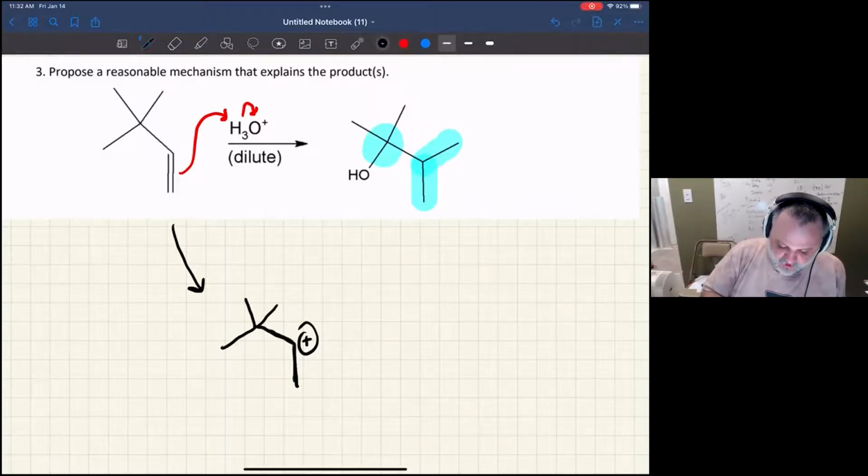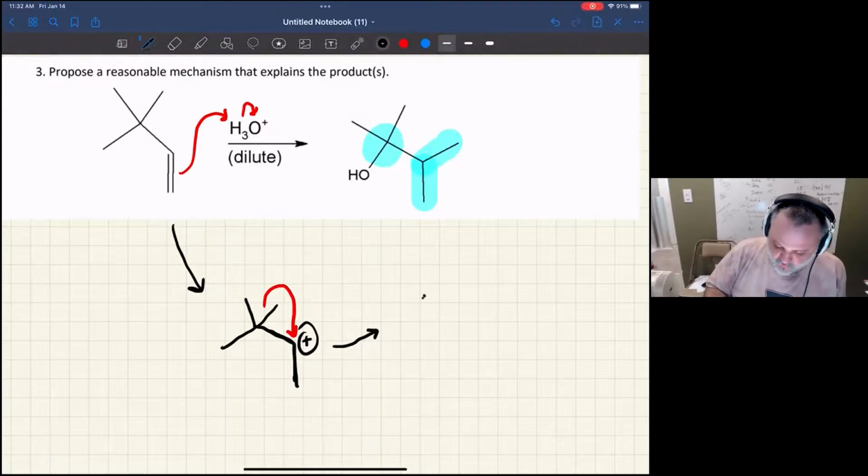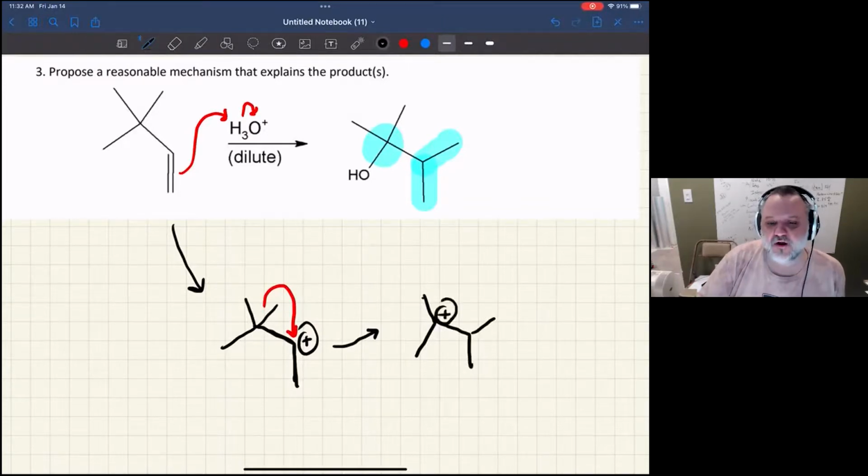And the secondary carbocation is not as favorable as a tertiary. And so you can get a tertiary carbocation if you just do an alkyl shift, and that alkyl shift will provide the ability to form a tertiary carbocation. And now the water can come along and attack that location.